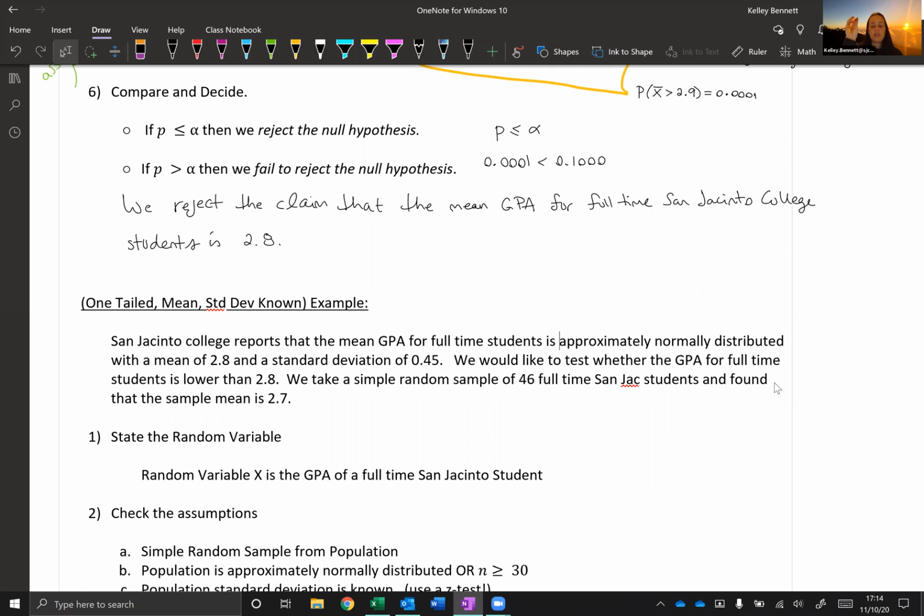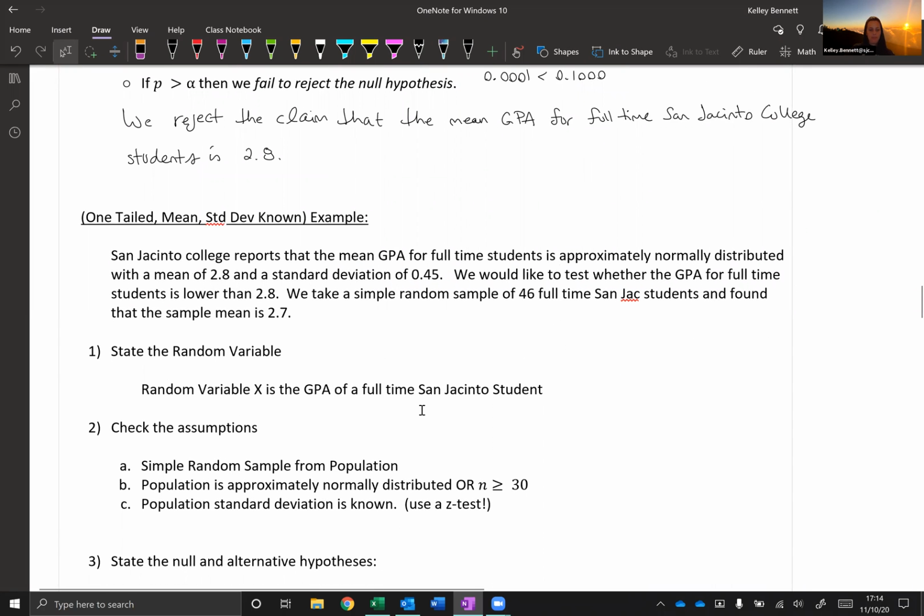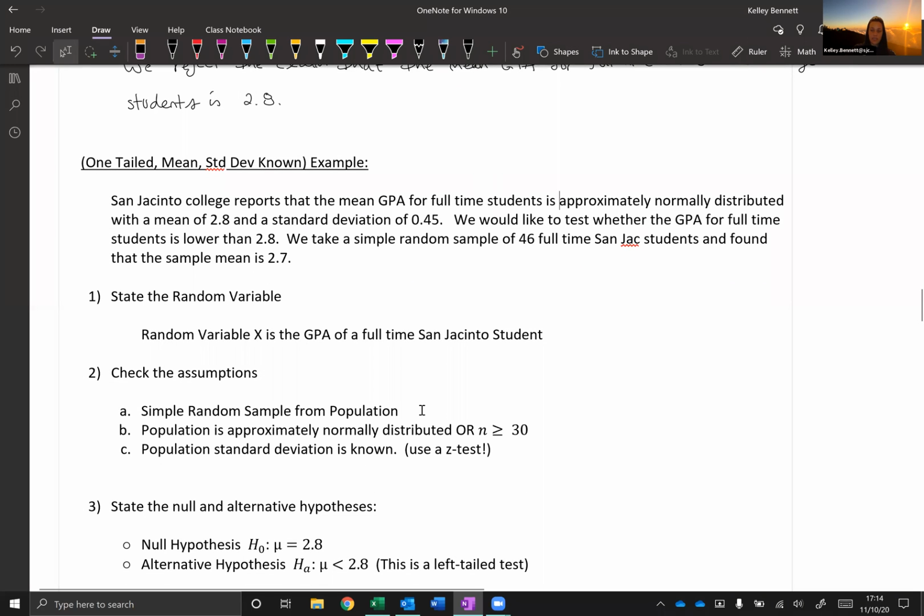So we take a simple random sample of 46 full-time SanJack students and found that the sample mean is 2.7. So the random variable is the same. Let's check the assumptions. We know we're using a z-test, so we need to check that we know our population standard deviation. Yes, we do. It is equal to 0.45. Am I using a simple random sample? Yes, I am. Is my population either approximately normal or is my sample at least 30? Yes and yes, they're actually both true in this case.